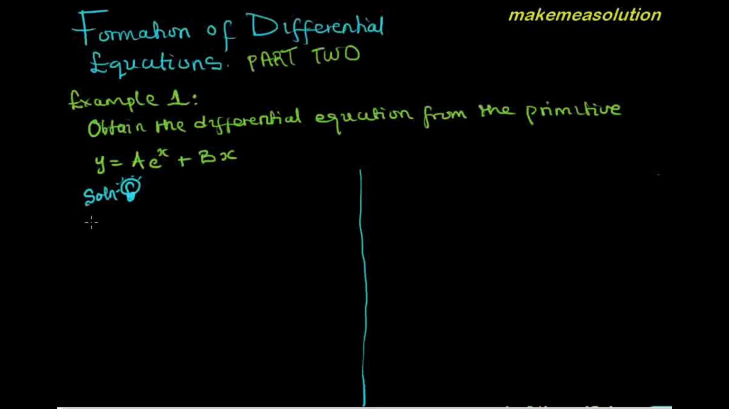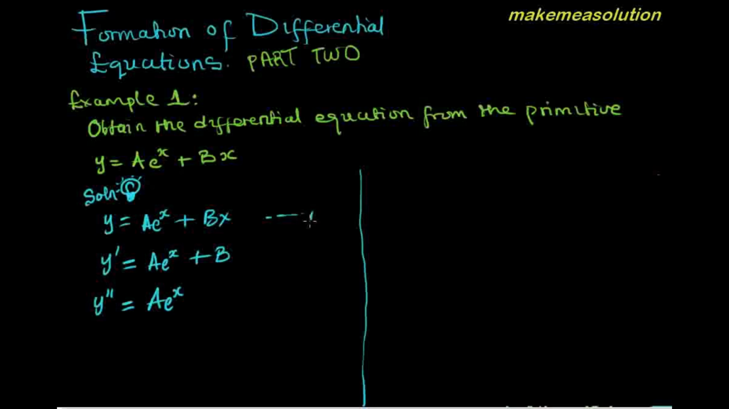How many arbitrary constants are we dealing with here? We're dealing with two arbitrary constants, which makes us differentiate 2 times. So y is a e^x + bx. Now our y prime, the first derivative, is going to be a e^x + b. Is that okay? And our y double prime is going to be just a e^x. So this is equation 1, this is equation 2, and this is equation 3.